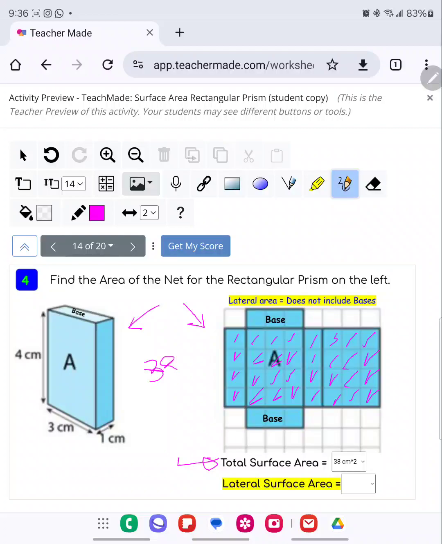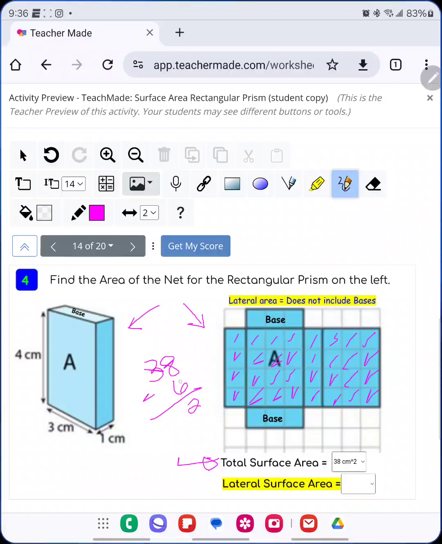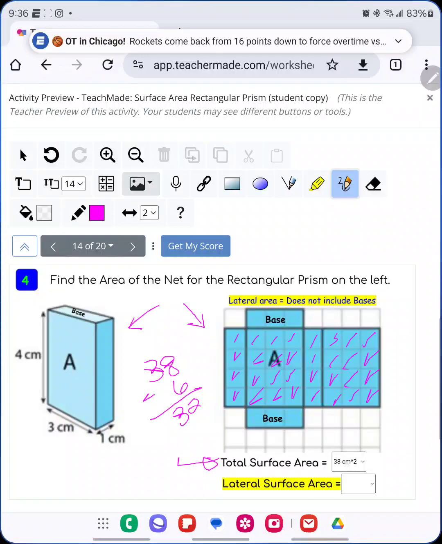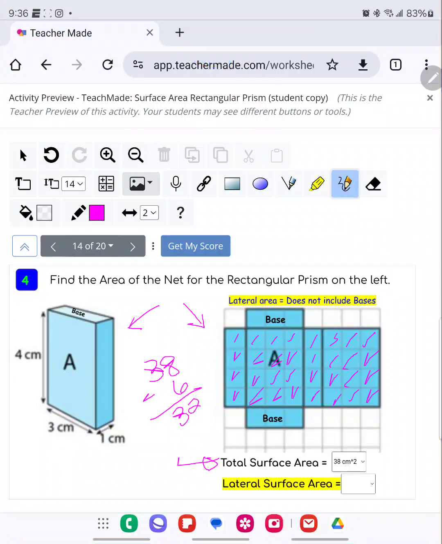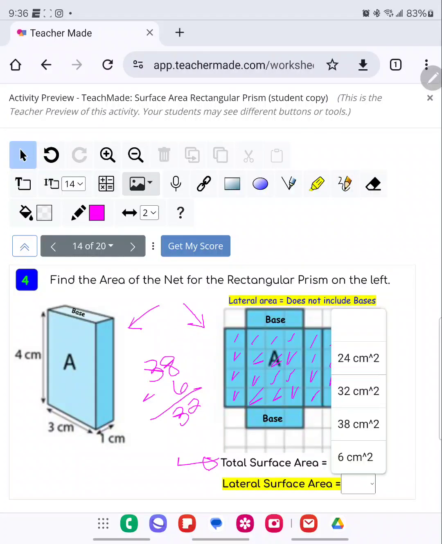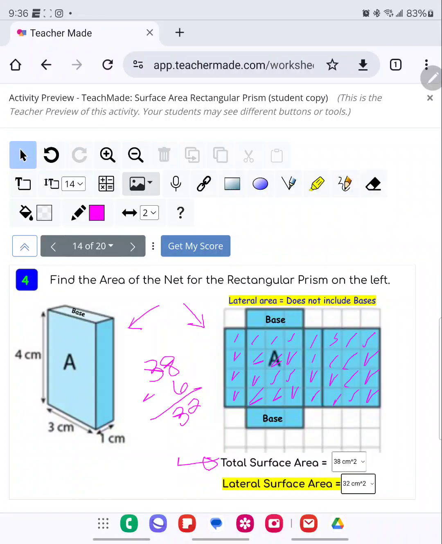So I'm just going to subtract 38 minus 6. 8 minus 6 is 2. And then 3. So the answer is 32. And voila, there it is, guys. Remember, total is always going to be bigger than lateral. Okay, let's move on.